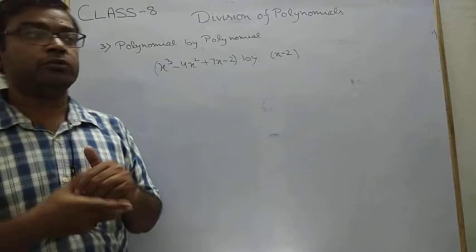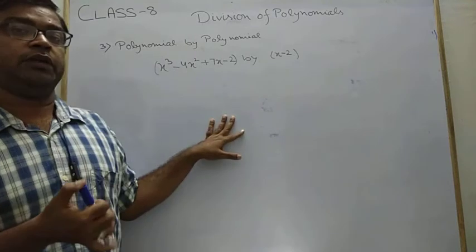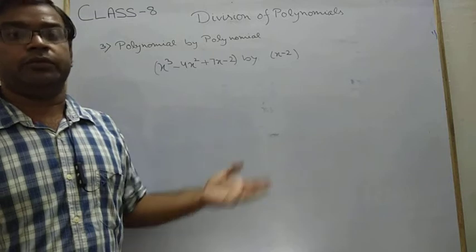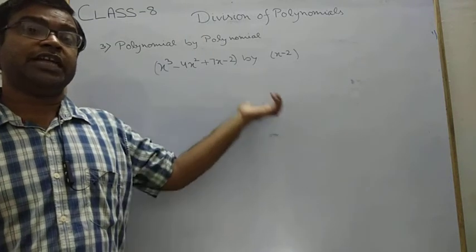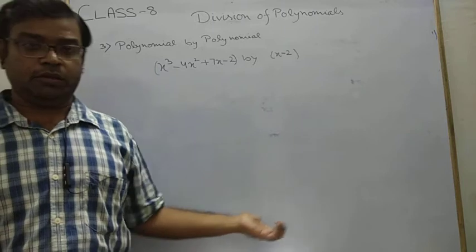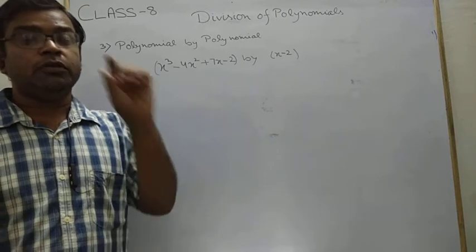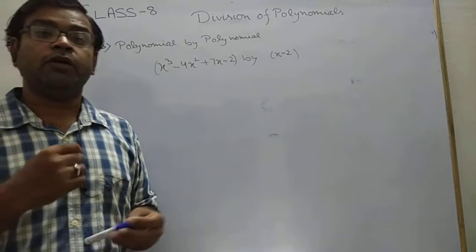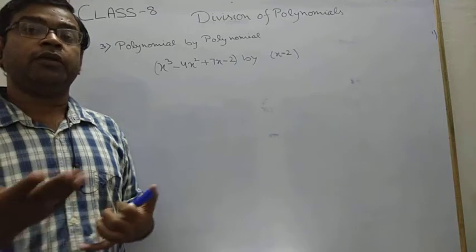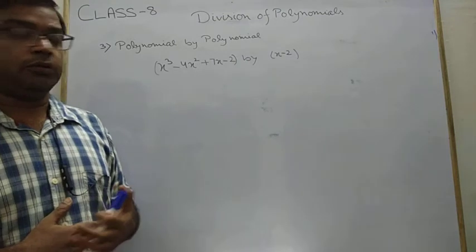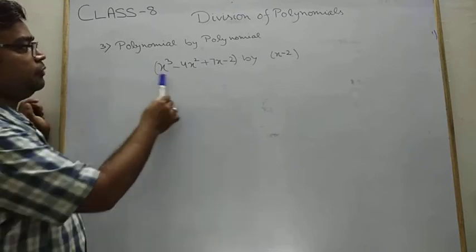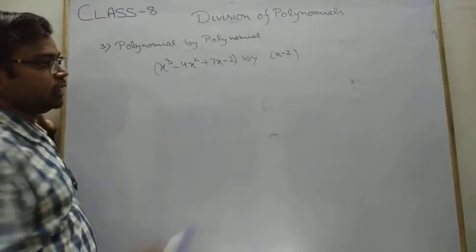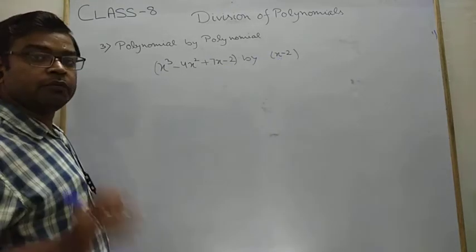I am not going to discuss the rules, because if I discuss the rules you may get confused. So directly I am going to solve each type of question in the video, and all of you watch very carefully what I am telling you and what I am doing on the board. So in this case I am choosing a very simple polynomial. Here we have a polynomial of 4 terms and here we have a polynomial of 2 terms.